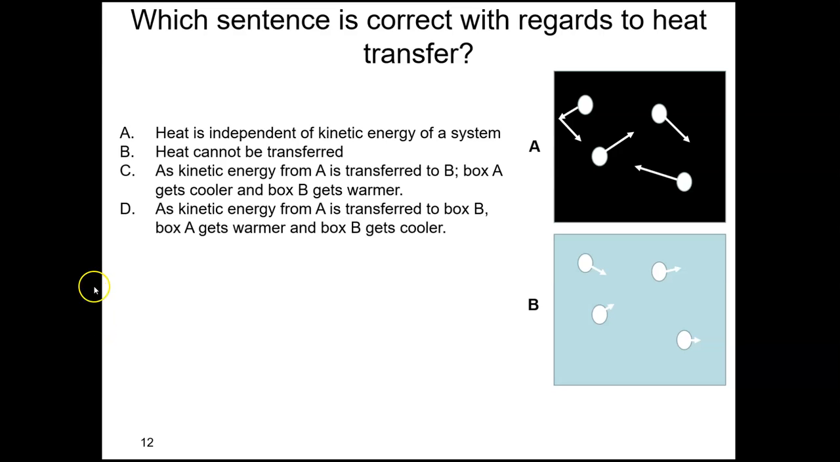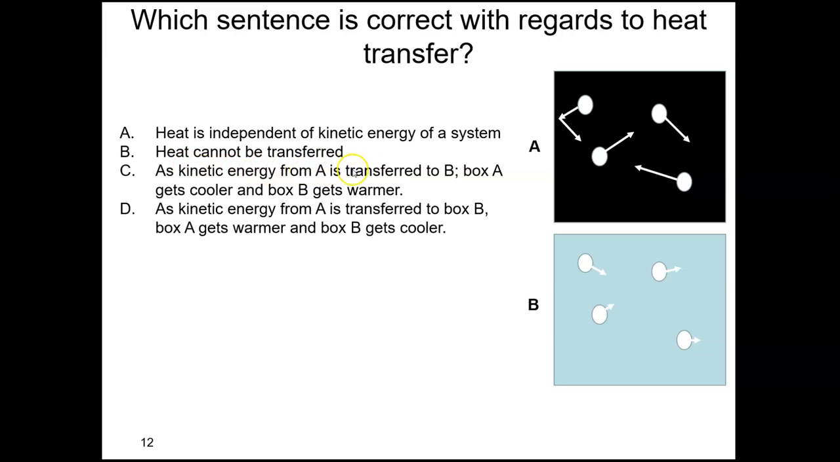Which sentence here is correct in regards to heat transfer? Pause and take a second to think about these. When you do, hopefully you'll recognize that heat is independent of kinetic energy of a system. So it's not independent; heat is transfer of kinetic energy. So A is incorrect. Heat cannot be transferred. Heat is transferred, or heat is a transfer, so that's not necessarily correct either.